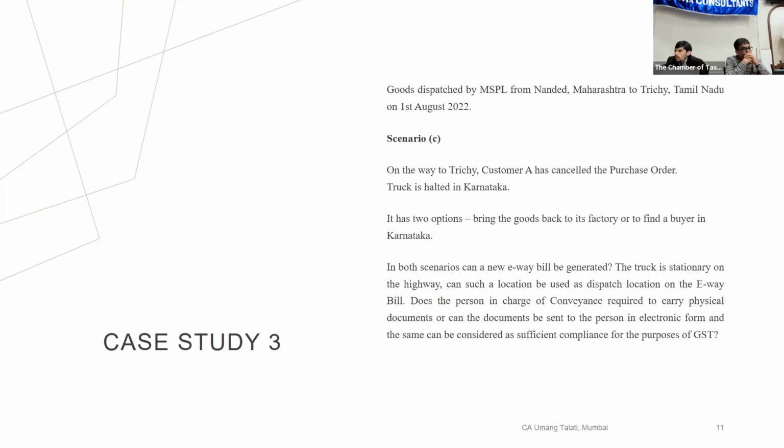So scenario C now, on the way to Trichy, the goods were somewhere in Karnataka. Raste mein phone aaya Trichy wale factories ke nahi chahiye maal. He cancelled the goods. So being a prudent business guy and also a bona fide business person, I halted the truck. I called the truck driver saying, "Jidhar hai khada reh ja." Now the truck is halted in Karnataka, somewhere middle of nowhere on the highway. I have two options: either to bring back the goods back to my factory or find a buyer in Karnataka and sell it off. In both scenarios, what documentation needs to be done?